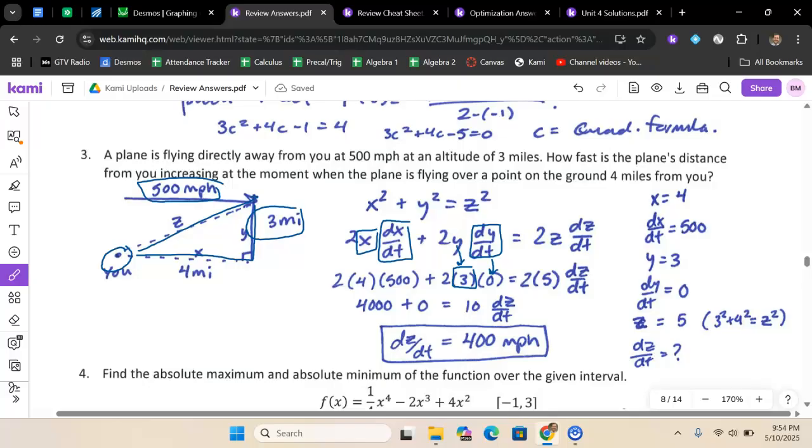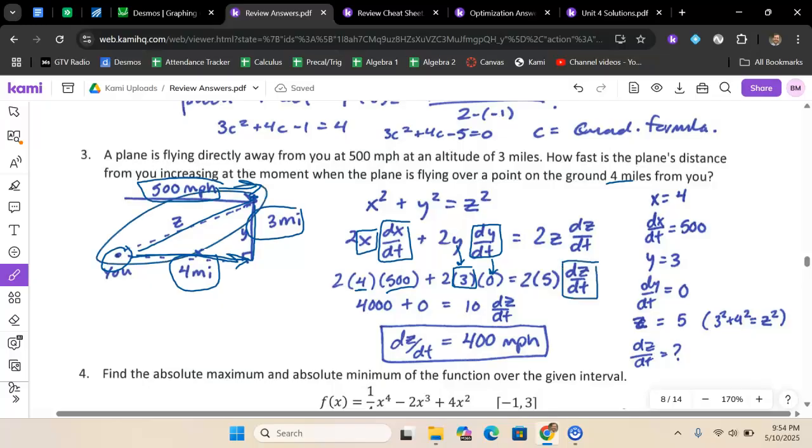How fast is the plane's distance from you increasing the moment when the plane is flying over a point on the ground that's 4 miles from you? So the plane went over top of us, but now it's 4 miles to the, say, east of us, right? So x would be 4 at that time, and dx dt would be how that side length is changing. Well, that side length is changing at the speed of the plane, which is 500 miles per hour. The question is the distance between us and the plane. That's z. I want to know how z is changing.